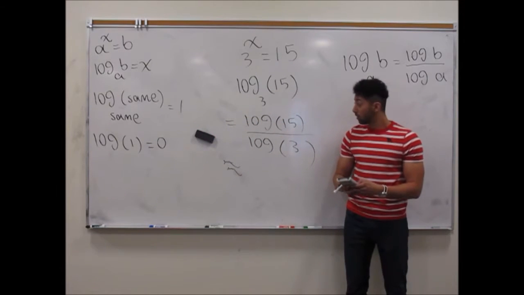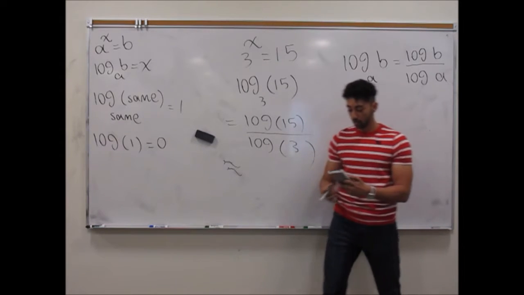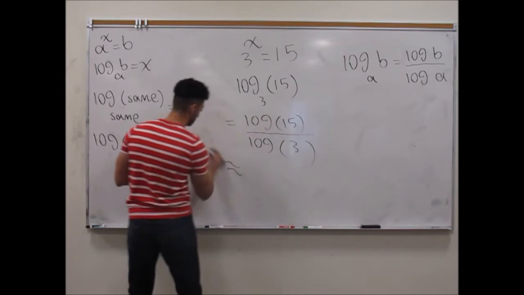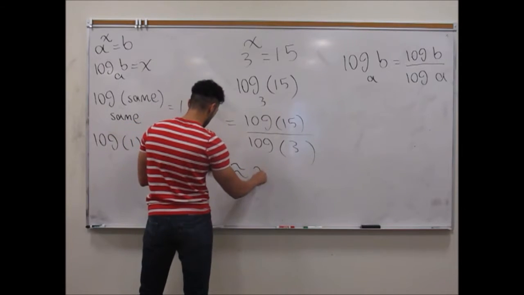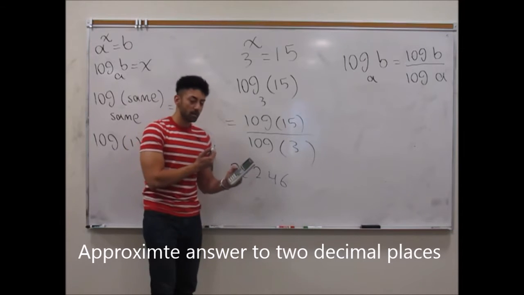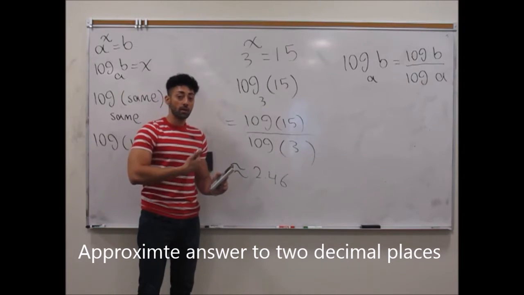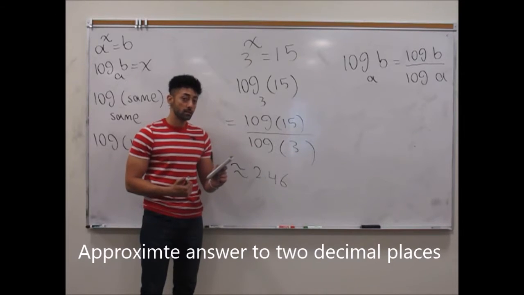So I'm going to press log 15 divided by log 3, and I got approximately 2.46. And I just rounded off, so you're going to be asked to round off to however many decimal places they ask you to.